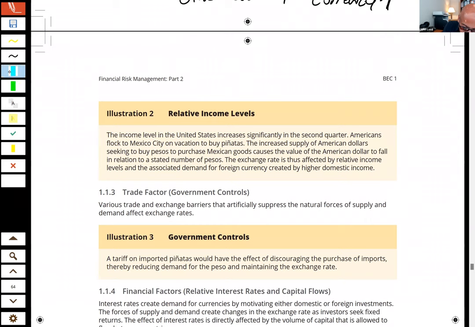Although I find the example a little insulting, but that's okay. It makes it sound like the only product that Mexico produces is piñatas, which to me is a bit annoying. Anyway, I'll stop there. But the income level in the United States increases significantly in the second quarter. Americans flock to Mexico on vacation to buy piñatas. So irritating. I mean, there's a lot of reasons that people go to Mexico, like it's a beautiful country. They have nothing to do with piñatas, okay?